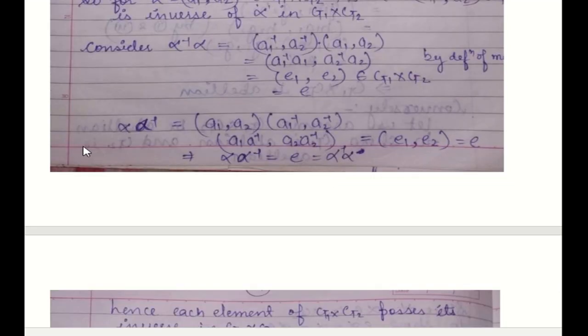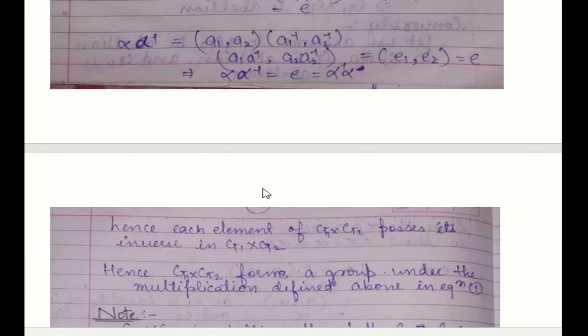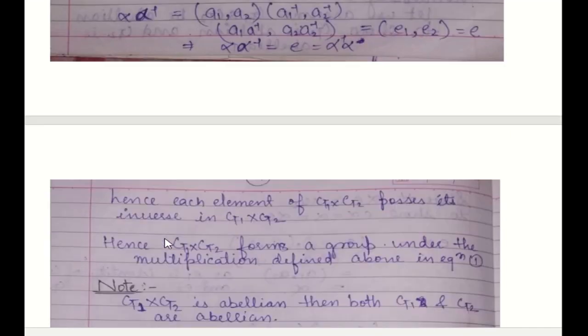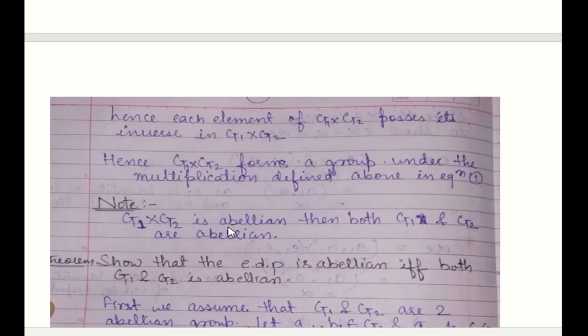Now we can consider alpha inverse. So by this we have alpha inverse alpha is equal to E, which is equal to alpha alpha inverse. So this implies alpha inverse is inverse of alpha. So each element of G1 cross G2 possesses its inverse in G1 cross G2. Hence G1 cross G2 forms a group under the multiplication defined by equation 1.